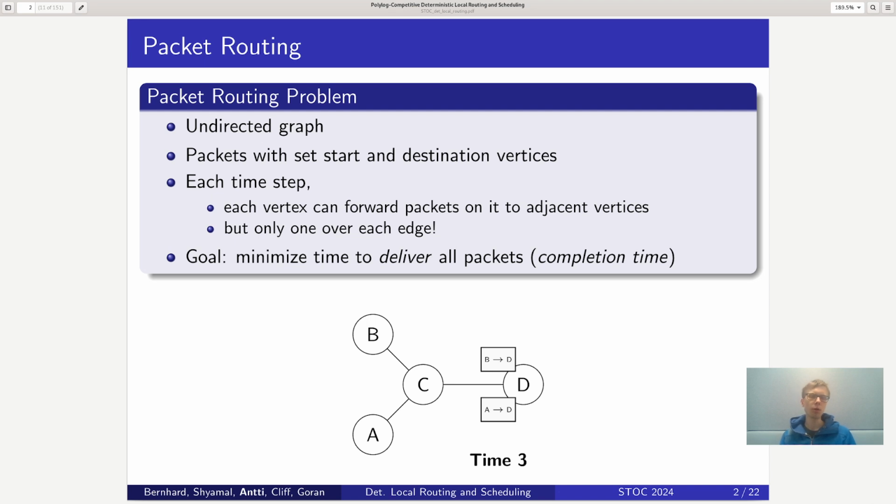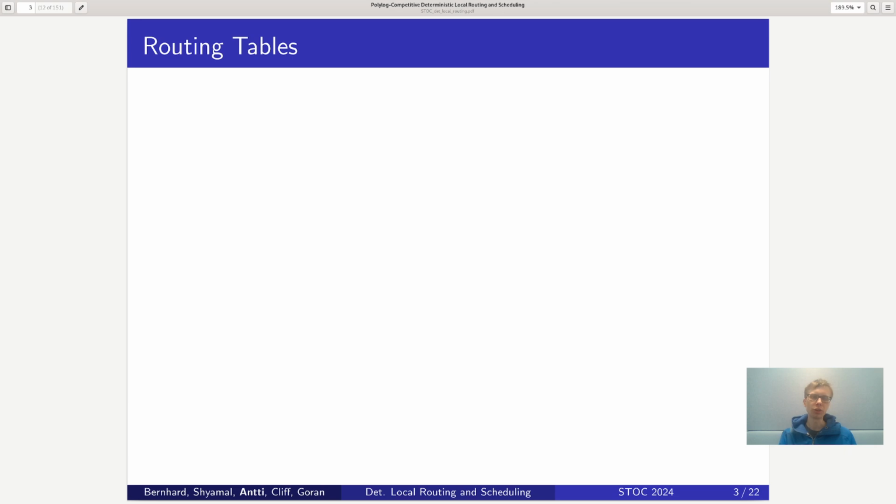So, this problem models routing packets in the internet, with the vertices corresponding to routers and the edges to data links. However, a router in the internet cannot know what's going on in a router on the other side of the world. So, what it actually needs to do is decide what to do with packets on it based only on its local view. And this is the routing table problem.